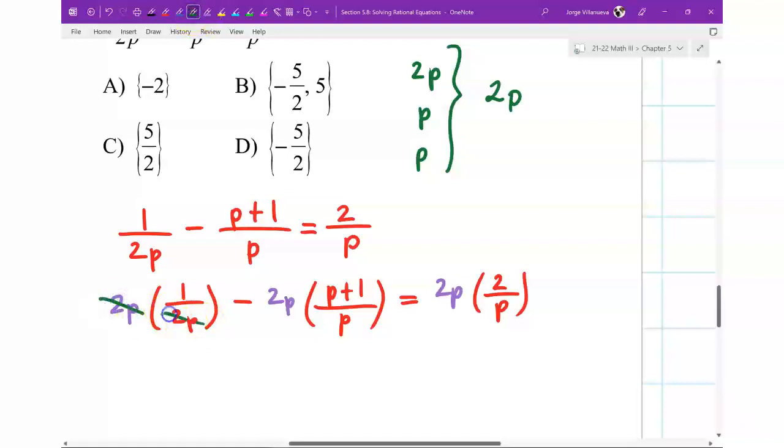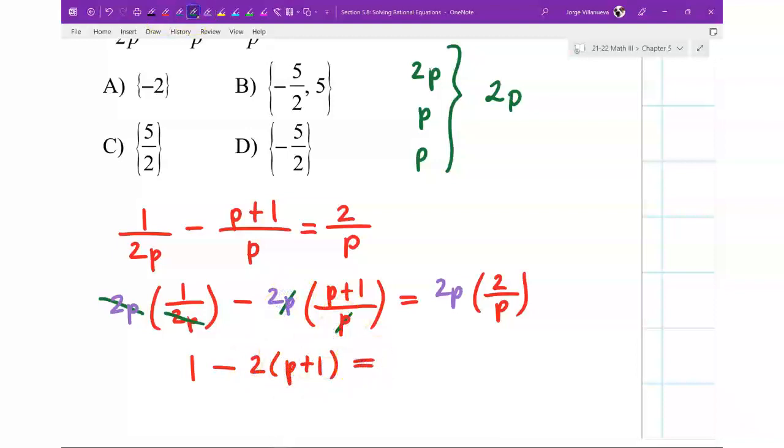So 2p, that's gone. All that's left is a 1 minus. What do I cancel on the next fraction? Just the p. So this is going to be 2 times p plus 1 equal to, and what do I cancel on the last fraction? Just a p, thank you. So it's just going to be 2 times 2.